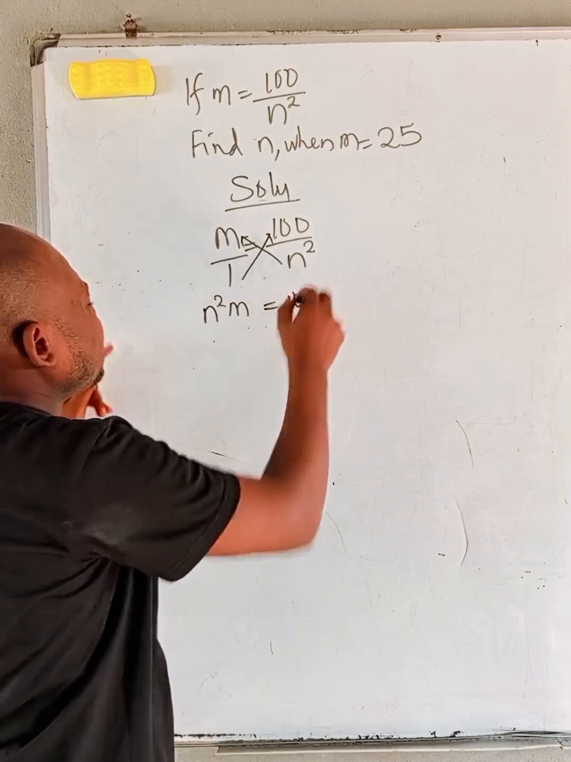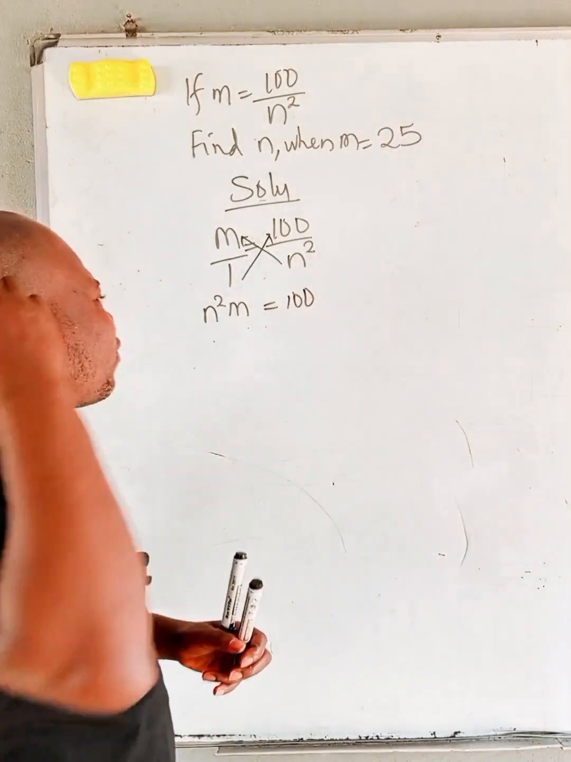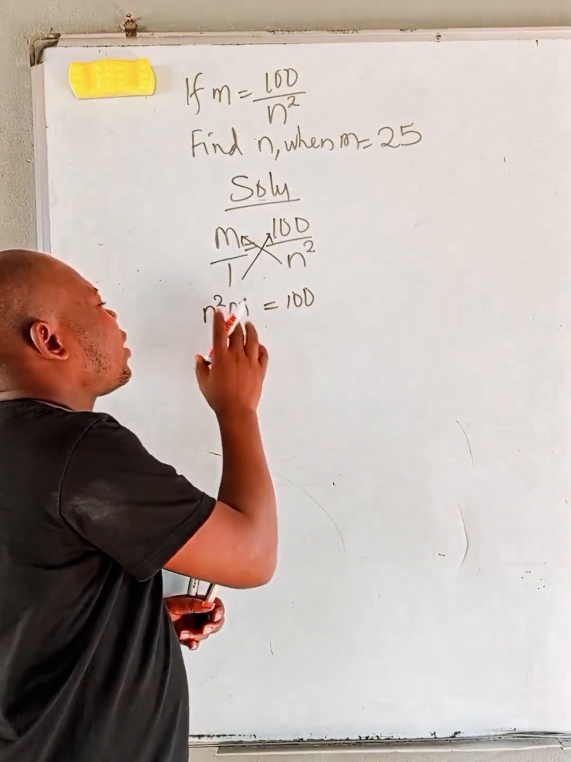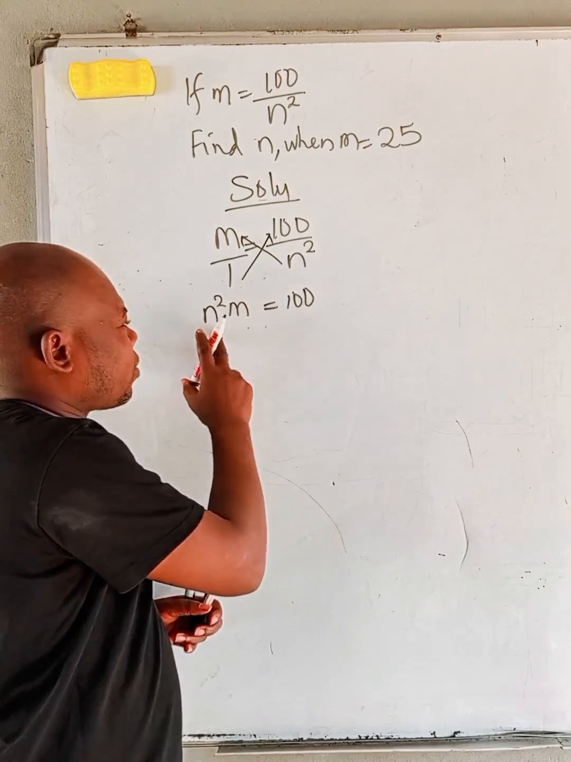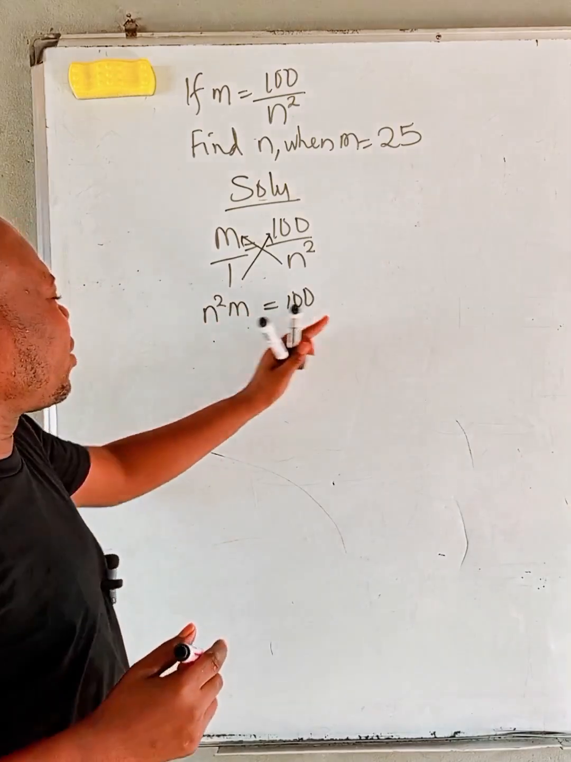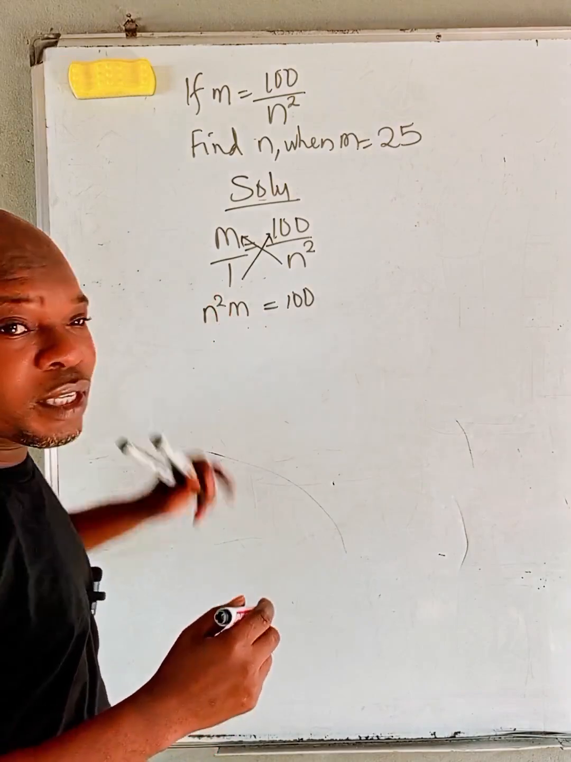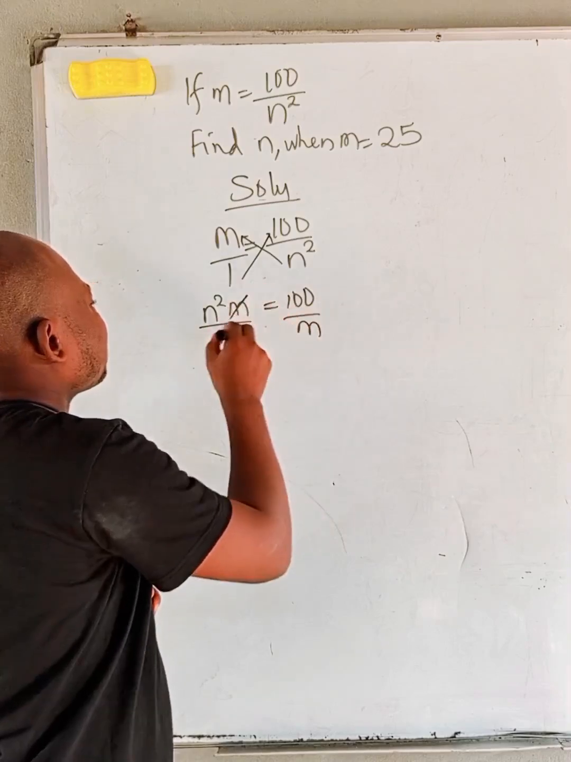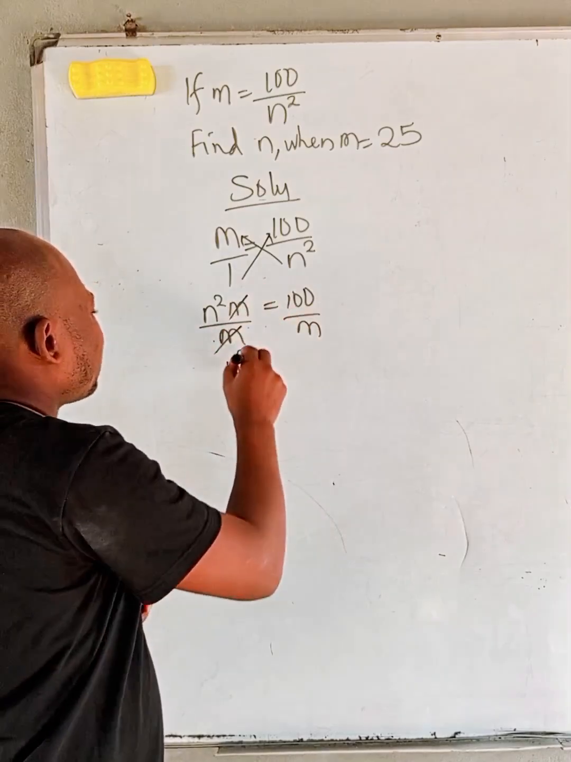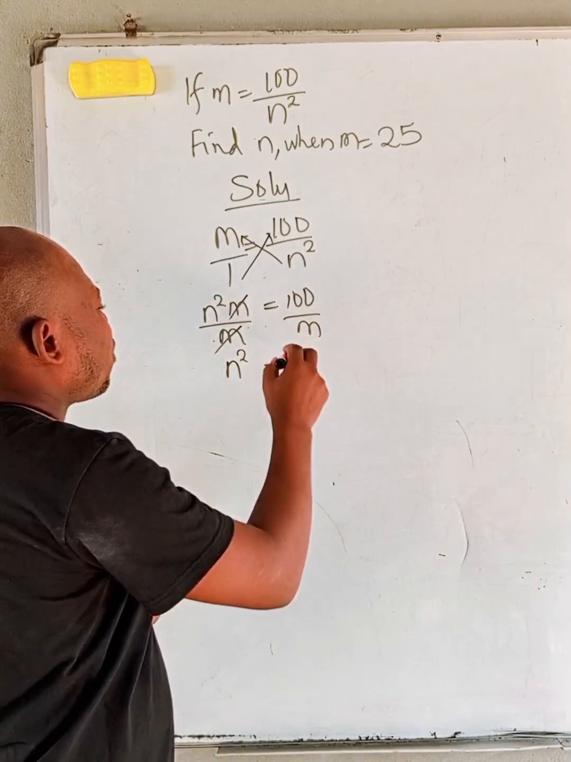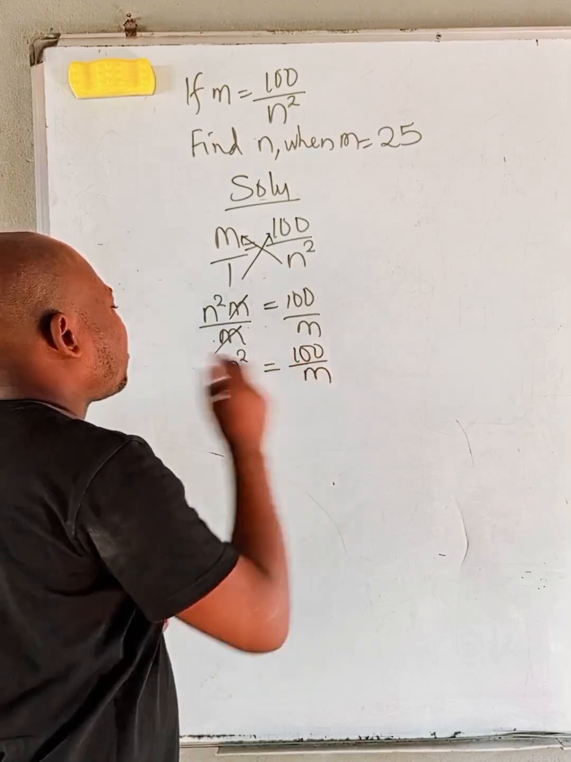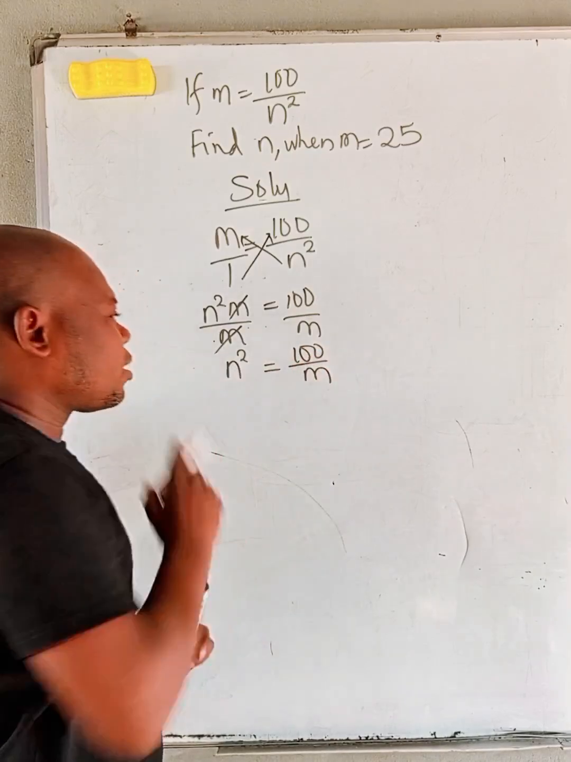That will give us 100. Remember we are looking for the value of n squared, or n. So we divide both sides by the coefficient of n squared, which is m. 100 all over m, all over m. We cancel this and this. So n squared is equal to 100 all over m. So we get this done now.